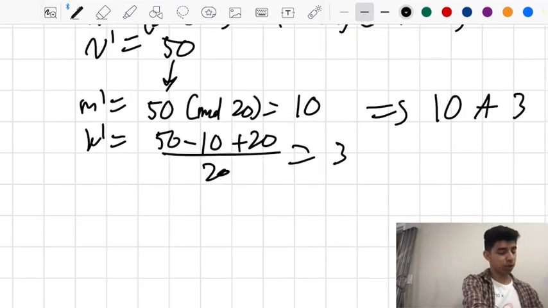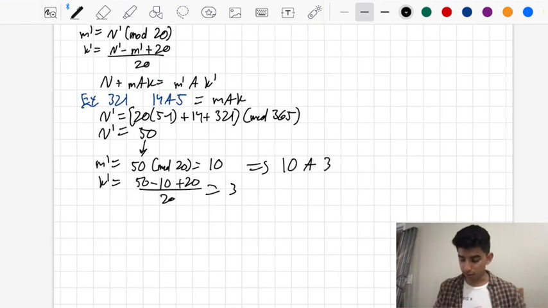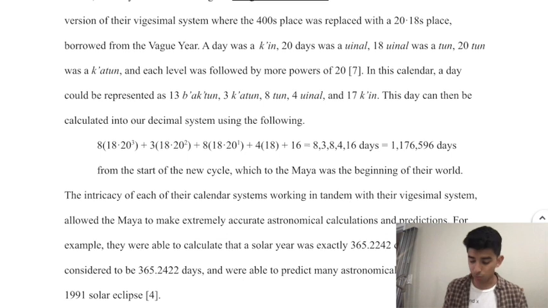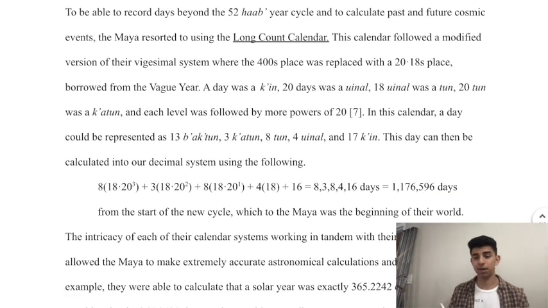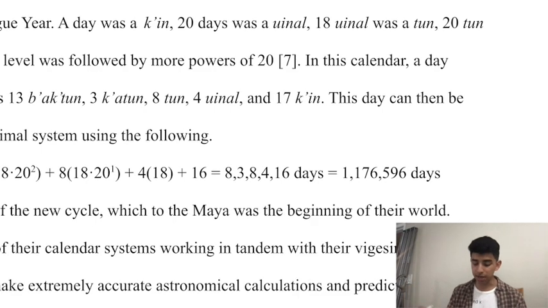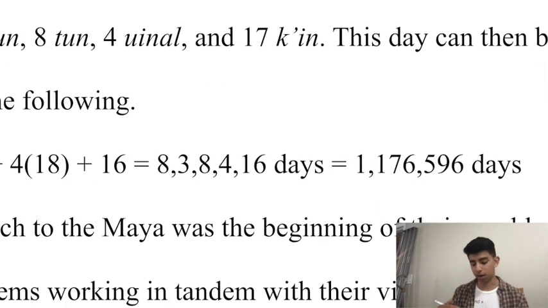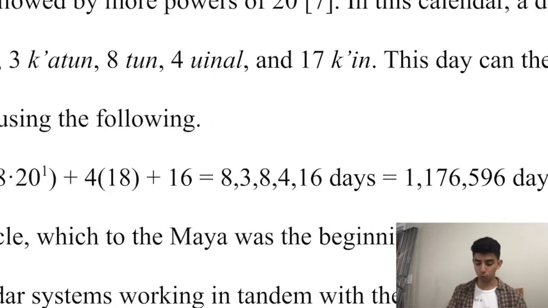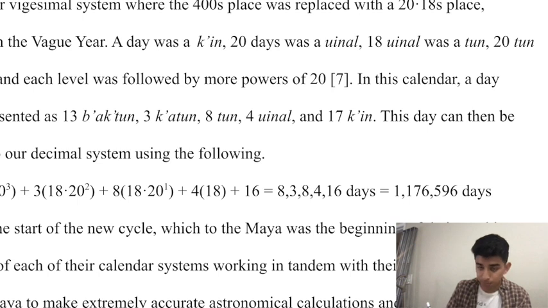Next is adding and subtracting within the long count calendar. And I do want to point out what I did in the long count calendar in the notes is I translated it into, again, the horizontal vigesimal system. So this 1,176,000 days would also be the same as 8, 3, 8, 4, 16 days, where the 16 is in the ones place, the 4 is the 20s place, 8 is 18 times 20, 3 is 18 times 20 to the power of 2, and 8 is 18 times 20 to the power of 3.